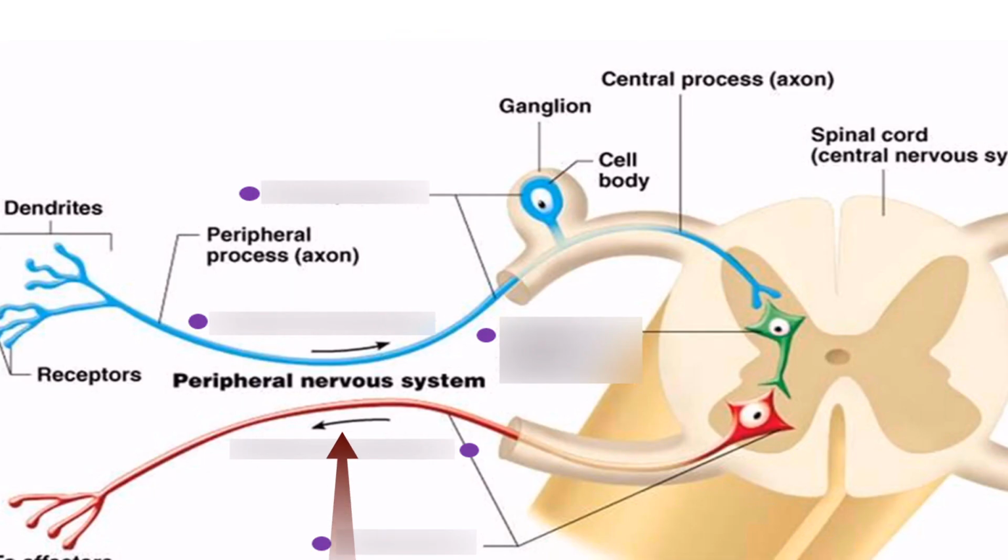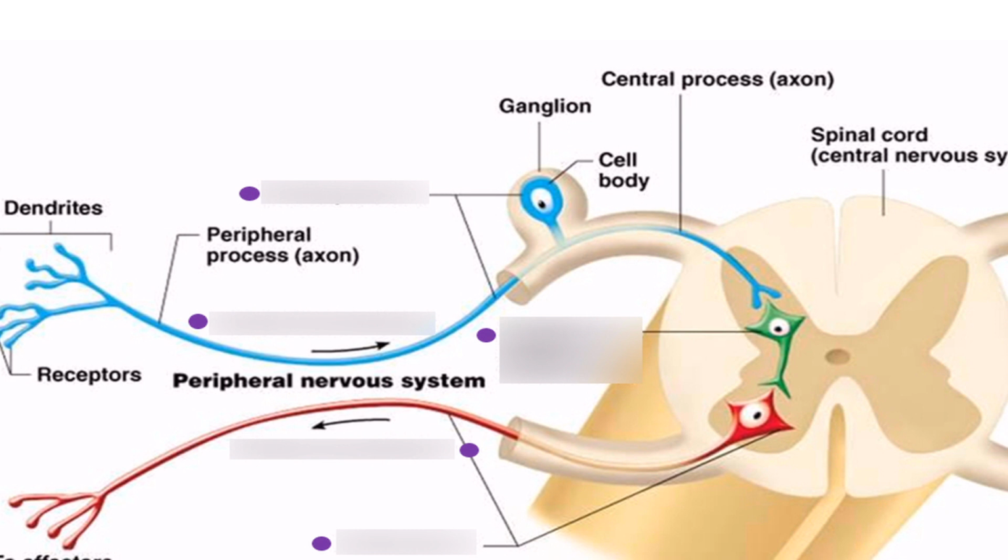This is the neuron whose cell body is in the CNS, and this is the neuron whose cell body is in the PNS. Neuronal cell bodies in the CNS are called nuclei, while the neuronal cell bodies in the PNS are called ganglia. That means the neuronal cell bodies in nerves are called ganglia.